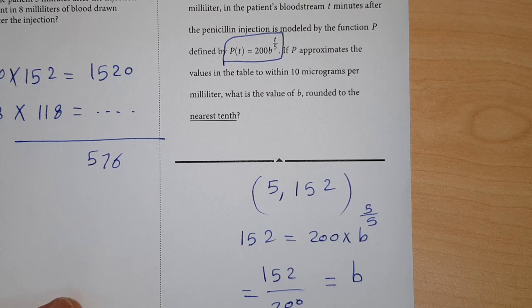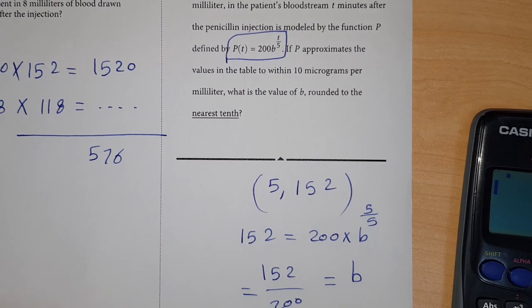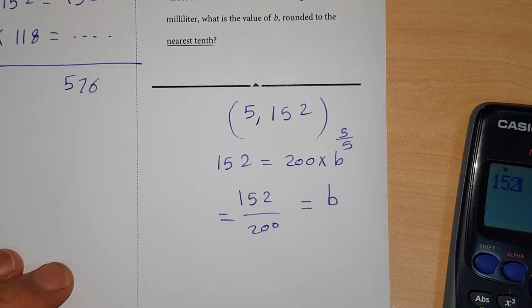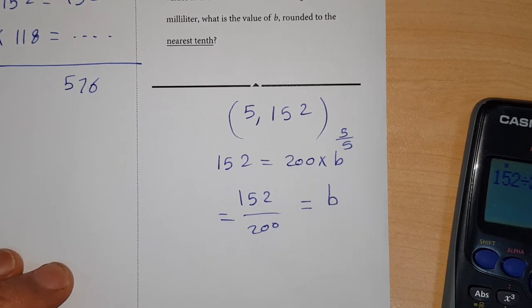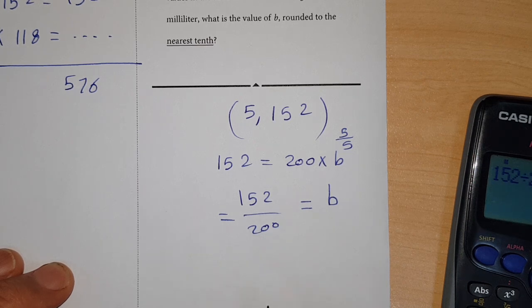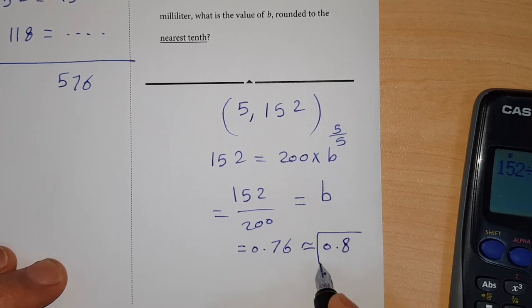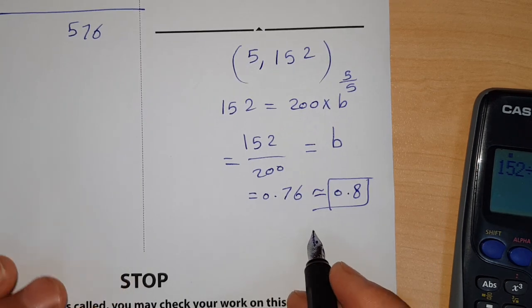You use a calculator. I think you need rounding to the nearest tenth here. Tenth means 1 decimal place. 152 divided by 200 will be 0.76, rounded to 1 decimal place will be 0.8, and this is the answer of the last question.